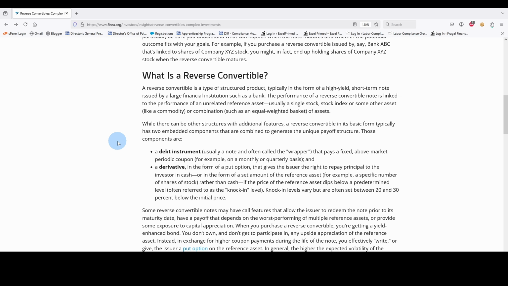What is a reverse convertible? A reverse convertible is a type of structured product, typically in the form of a high yield, short-term note issued by a large financial institution such as a bank.